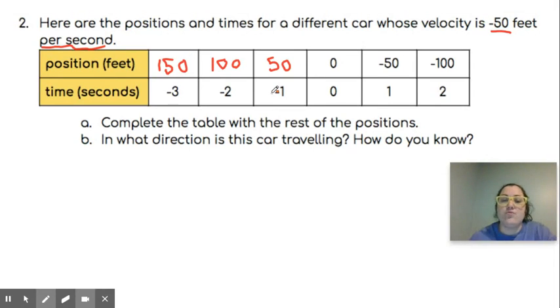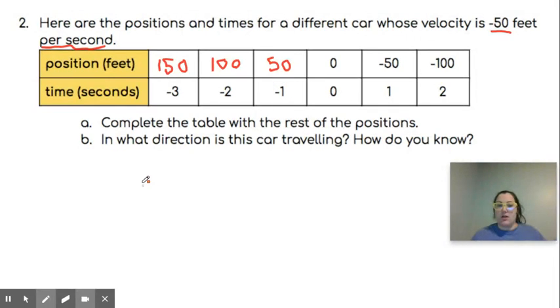So that leaves us really looking at how do we get these numbers besides just looking at the pattern at the top? And we know the deal about our constant of proportionality. It's the number you multiply across. So 1 times negative 50 we know is negative 50. 2 times negative 50 is negative 100.